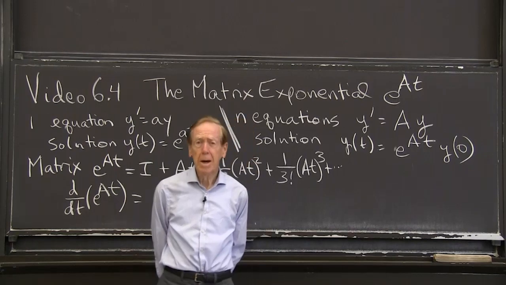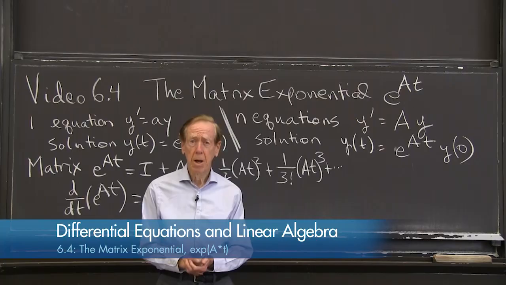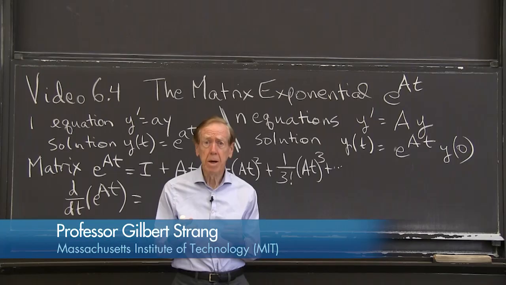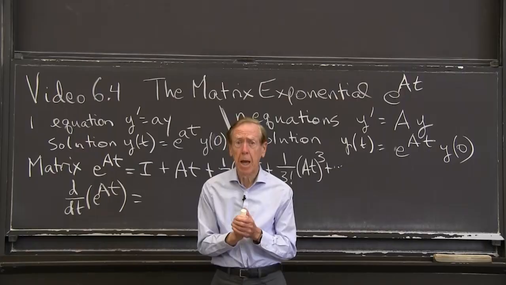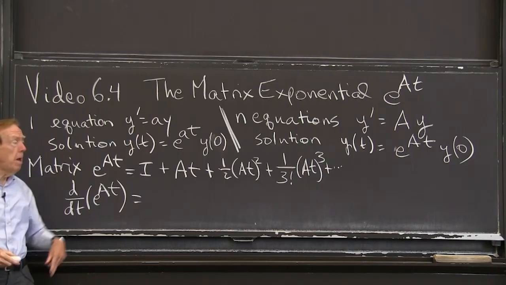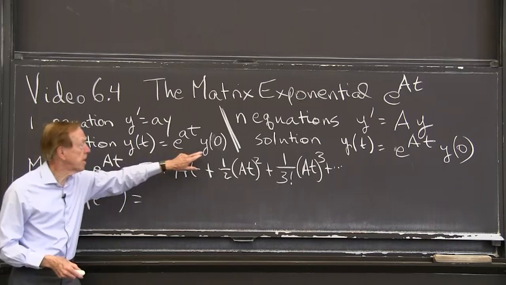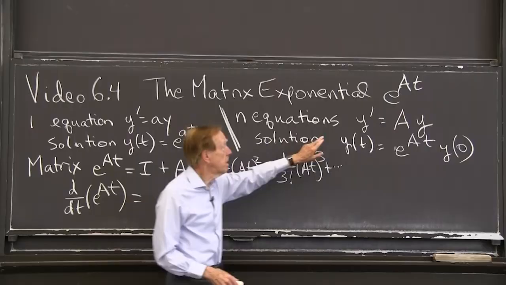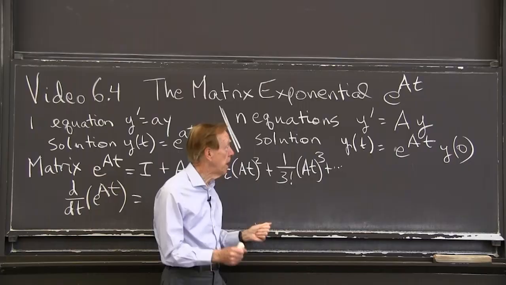Okay, we're still solving systems of differential equations with a matrix A in them. And now I want to create the exponential. It's just natural to produce e to the A, or e to the At, the exponential of a matrix. So if we have one equation, small a, then we know the solution is e to the at times the starting value. Now, we have n equations with a matrix A and a vector y, and the solution should be, at time t, e to the At times the starting value.